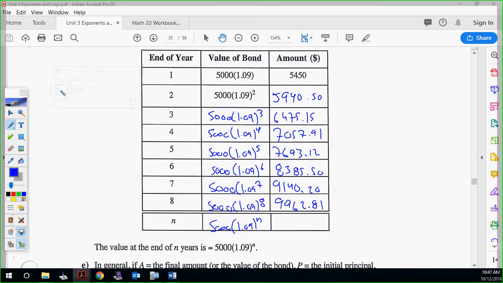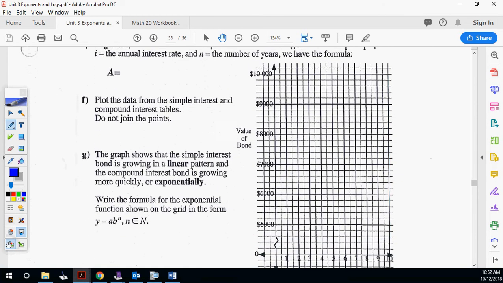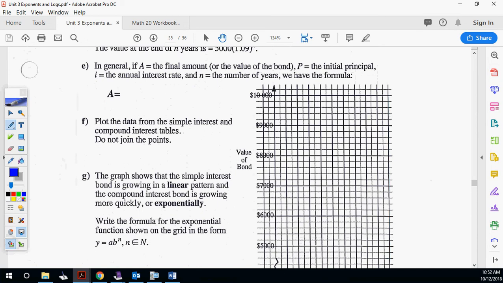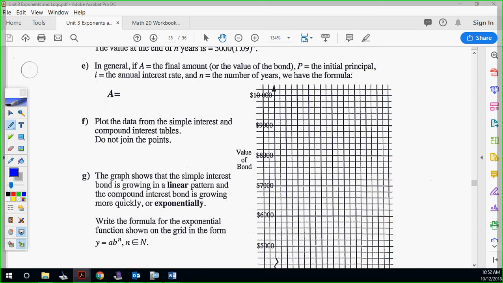All right, so going on here. This part I'll just skim through. The biggest thing you've got to get from this is it's principal times 1 plus i to the t. That's your compound interest formula: principal times 1 plus i to the t.